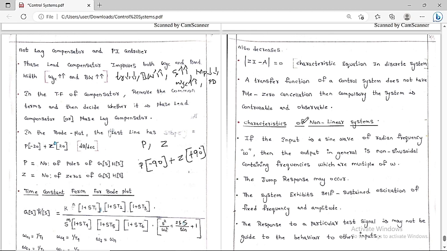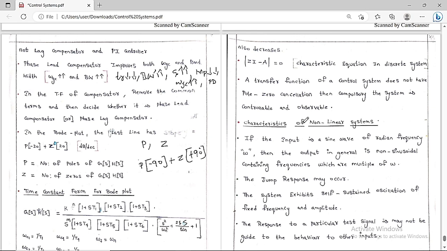These 2 points you always have to keep in mind. The determinant of zI minus A equal to 0 is the characteristic equation in the case of a discrete time system, whereas the determinant of sI minus A equal to 0 is called the characteristic equation in the case of a continuous time system.